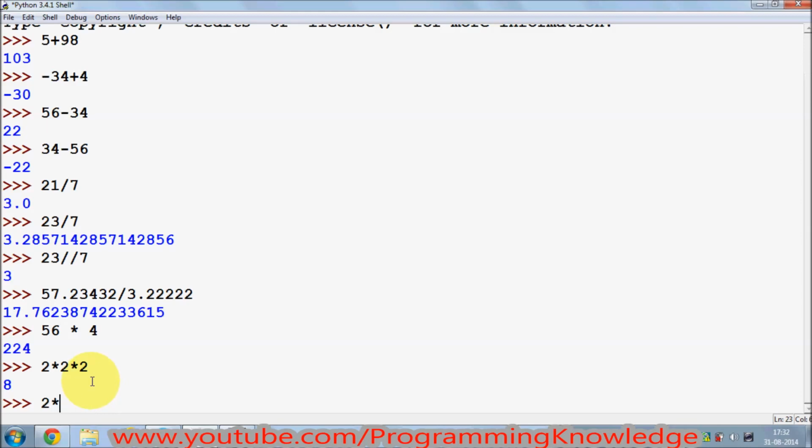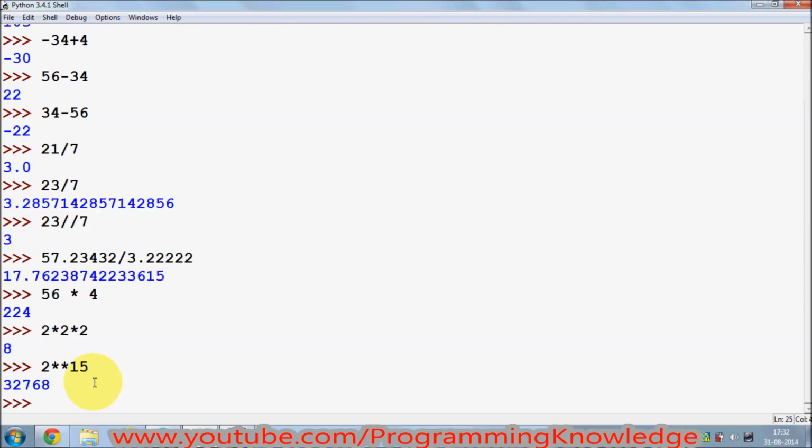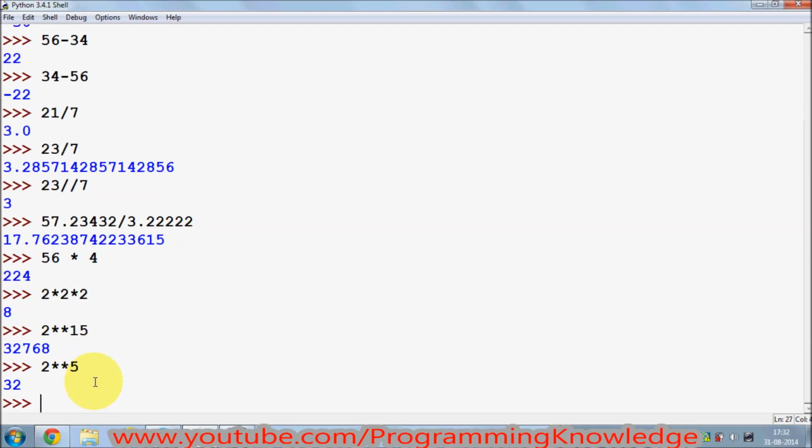So the simple way to find the exponent is to use double asterisks or double stars and then the power. So 2 to the power 15 is 32768, okay, or 2 to the power 5 is 32. So this double star or double asterisk you can use to get the power or exponent of your numbers, okay.